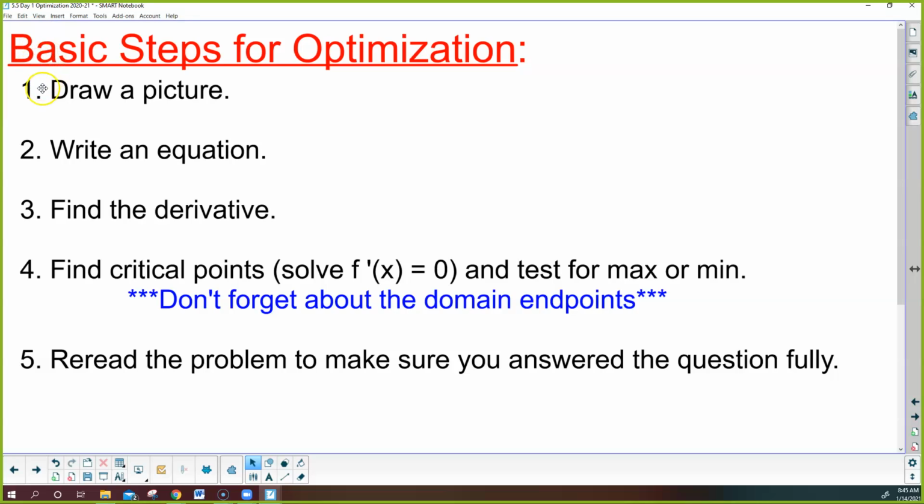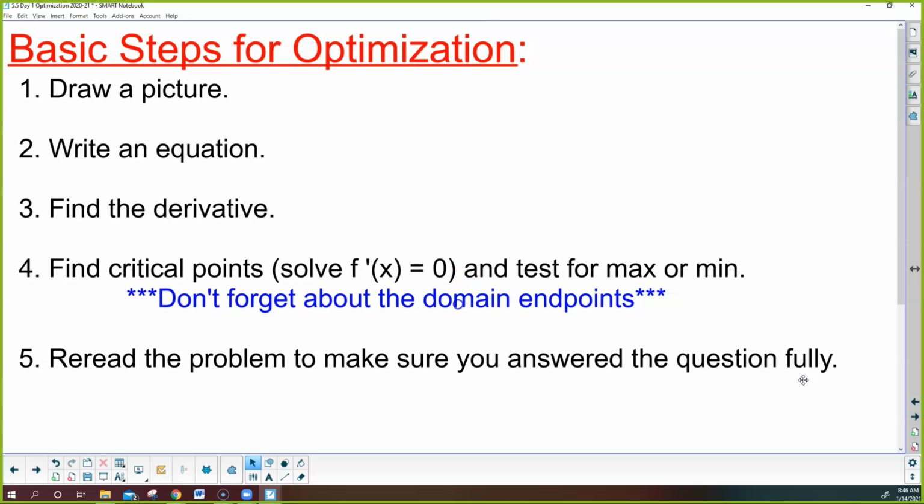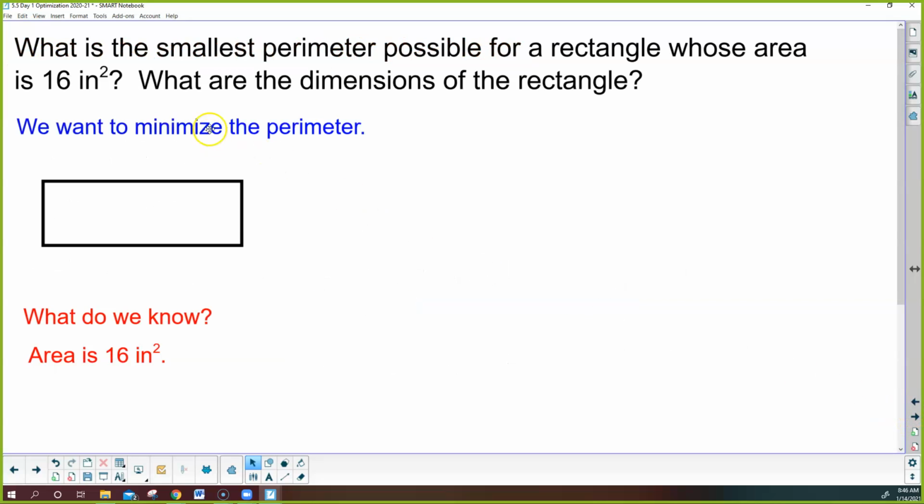But what are we doing for basic optimization problems? If we need to, we'll draw a picture. We have to find the equation, and then we find the derivative, which gives us the critical points. Right? And then we can test for max or min, but really we're testing the critical points and the domain endpoints to determine which one has the highest or lowest value. Then I always recommend rereading the problem to make sure you answer it fully. So let's use these steps to look at just a couple more problems here today.